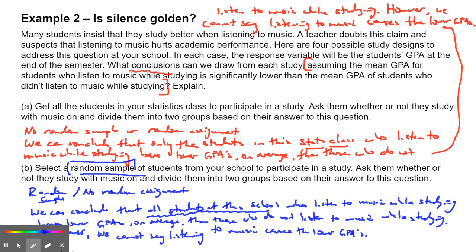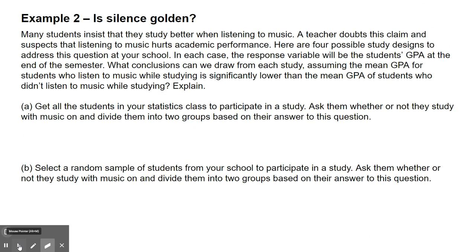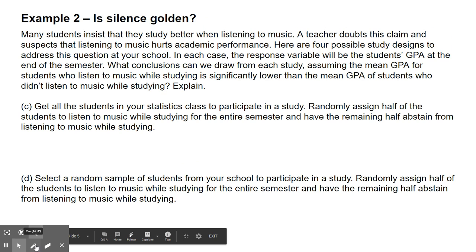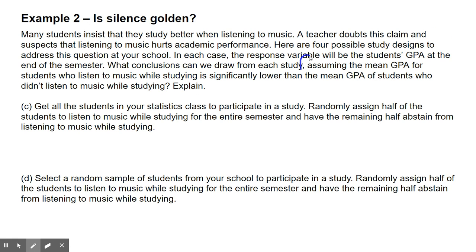Okay, all right, next. So we have two more prompts, two more studies, same exact prompt though up here, right? So the answer still, mean GPA of students listening to music while studying is significantly lower than those who don't listen to music. So now our third study says, get all the students in your statistics class to participate in a study, randomly assign half of the students to listen to music while studying, and half to abstain or not listen to music while studying. So again, I don't see random sampling, but now I do see random assignment.